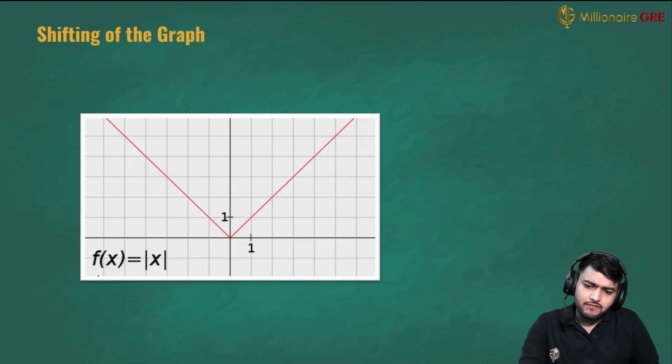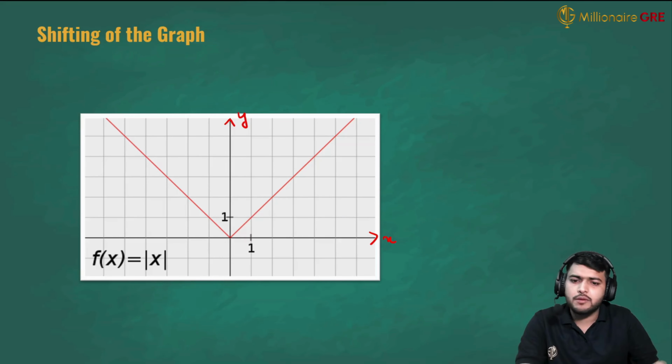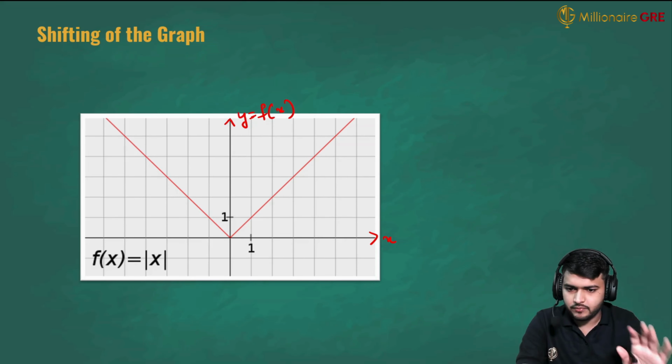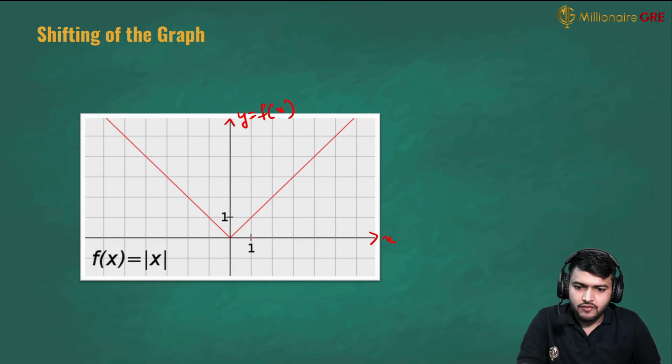So this is some function f(x) is equal to absolute value of x, or mod of x. And this is how the graph looks like. Here these are the x values or the input values, and all the y values represent the output. Or you can say y is equal to f(x). That simply means y is the set of output values. So if x is 1, you get the value of y as 1.